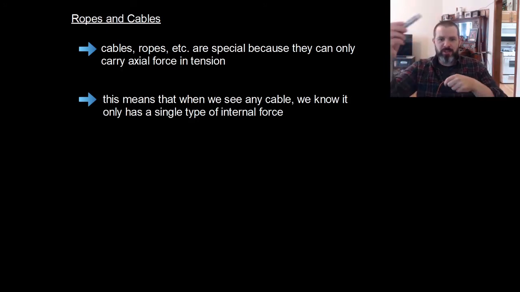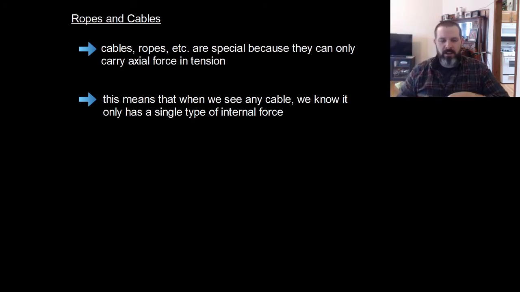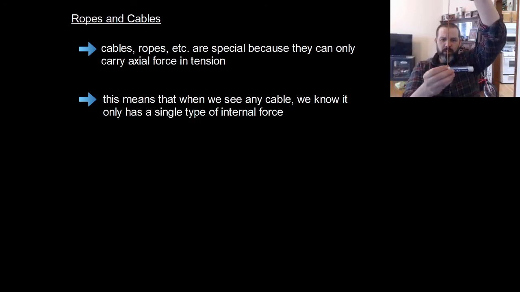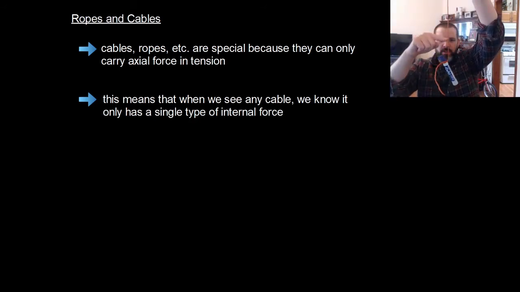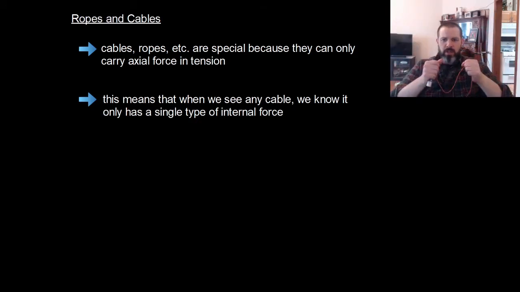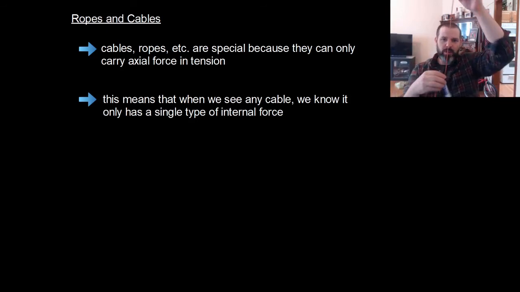A good example of it too is if I take this marker and I tie my rope around it, we'll see that if I want the string to remain at 90 degrees to the marker and I let go, what happens is that the string twists until the center of mass of this marker is aligned axially with the string. So cables and ropes are special because they can only carry axial force and tension. If you try to apply a moment, it will just rotate and move until all force becomes axial.